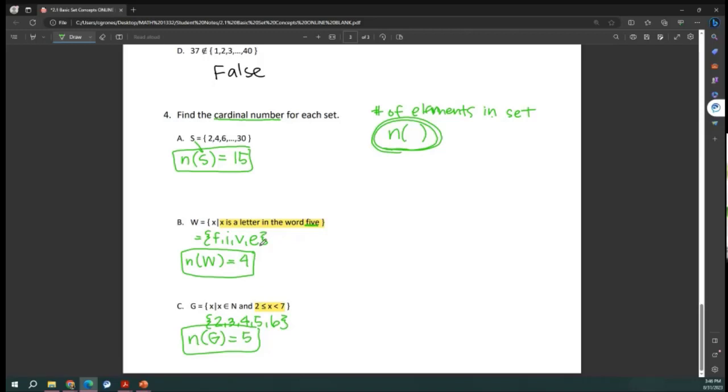Okay, so our condition at the end says that X is a letter in the word five. So we're looking at this word five. So if we are to list out that word using the roster method, it would look like this because we have the letters F, I, V, and E. So we're not looking at this particular word, we're looking at the letters. So each letter is its own element. Yes.